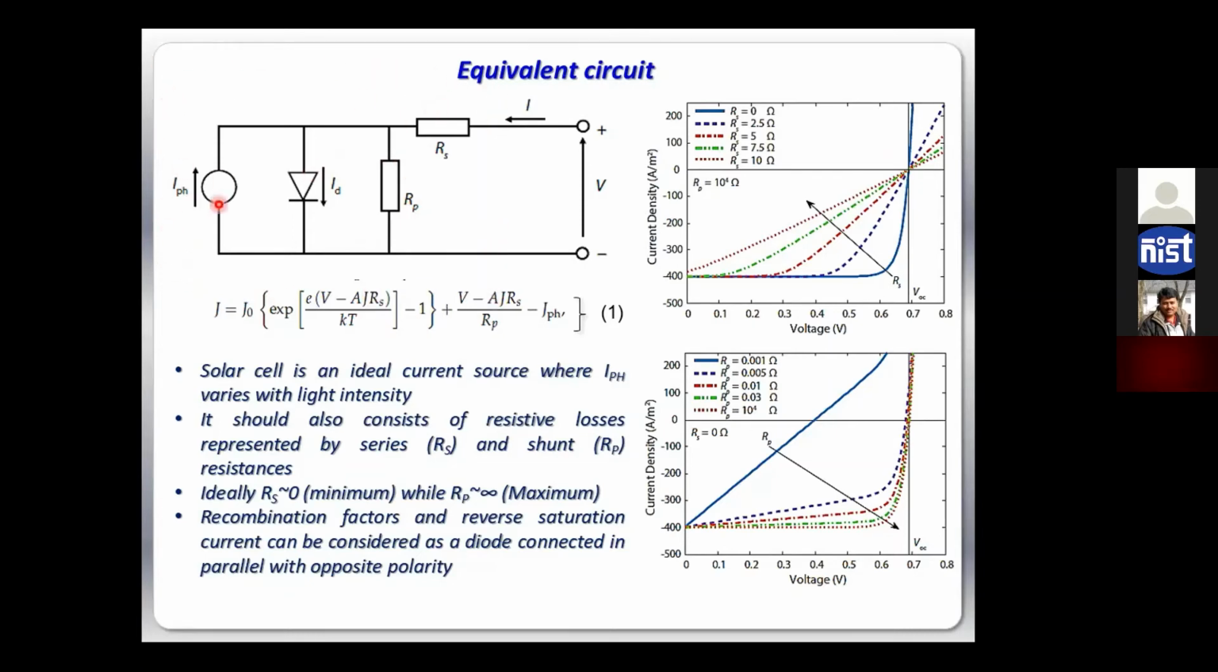I can say one ideal current source which is giving me the photocurrent, and one diode connected in opposite polarity to this current source, which is giving me the diode currents, the dark current, and all these things. And these are the resistances coming from anywhere they can come, and these are the resistances that influence the fill factor and other things, right?